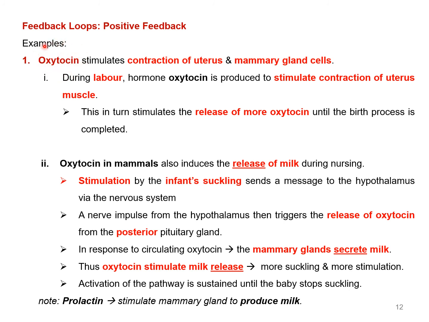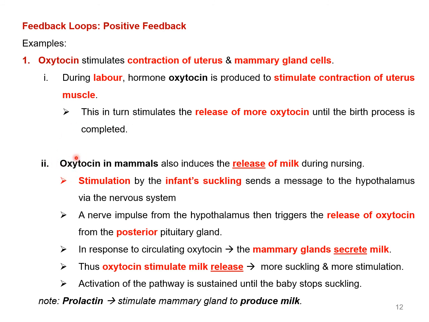Okay, so the first function of oxytocin is to stimulate contraction of the uterus and mammary gland cells. As you know, mammary gland cells produce milk. For the first situation, during labor, the hormone oxytocin is produced to stimulate contraction of the uterus muscle. This in turn stimulates the release of more oxytocin until the birth process is completed, until the baby is pushed out. So this is to complete a certain process, which in this case is childbirth.